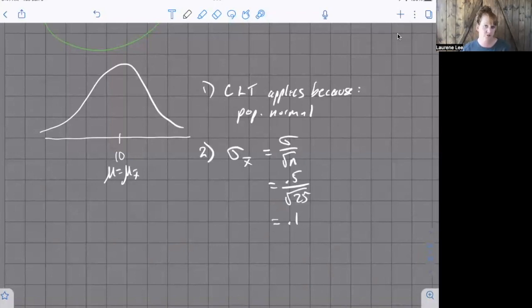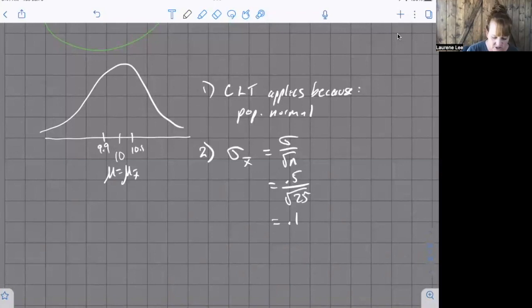That means my picture changes a little bit. This now becomes 10.1, and this becomes 9.9, instead of the 0.5 spread. So you can see by the numbers, this is shrinking in, right? I mean, I didn't draw it to scale, but now it's tighter because I'm only spanning out 0.1 instead of 0.5.